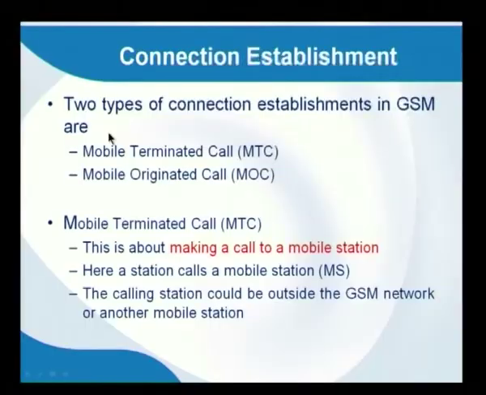Now, after locating the users, we have to establish the connection. So, the request for the connection establishment may be from the mobile station, or sometimes a fixed station can make a request to the mobile user. So, 2 types of connection establishment are used in GSM. They are mobile terminated call, that is referred as MTC, and mobile originated call, that is referred as MOC. So, mobile terminated call is nothing but the call is established towards the mobile station. Another station may be the fixed station or some other mobile station.